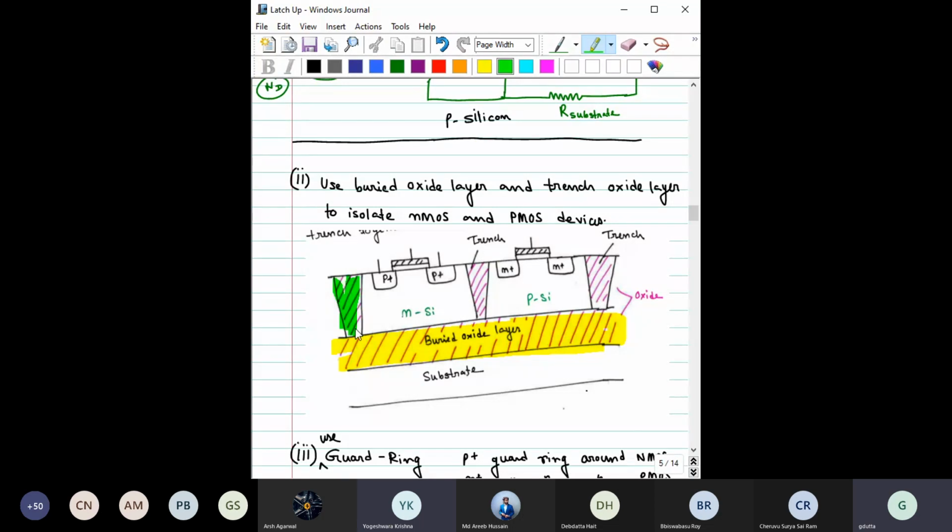This trench oxide we have already discussed regarding the device isolation part, how to isolate PMOS and NMOS by using trench isolation. So that is the same technique, trench isolation. So you use trench oxide here, trench oxide here. So you can see, then this basically gives what? This makes the PMOS. This makes the NMOS.